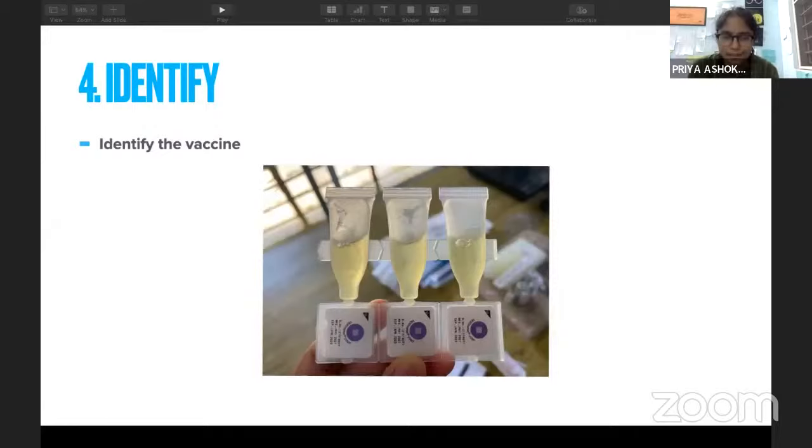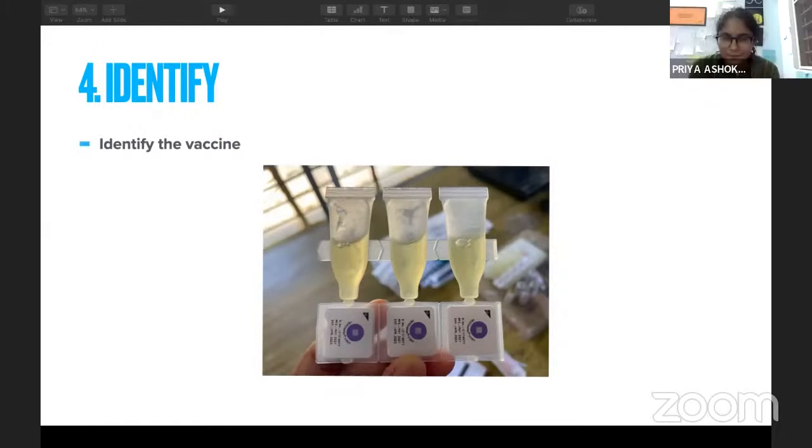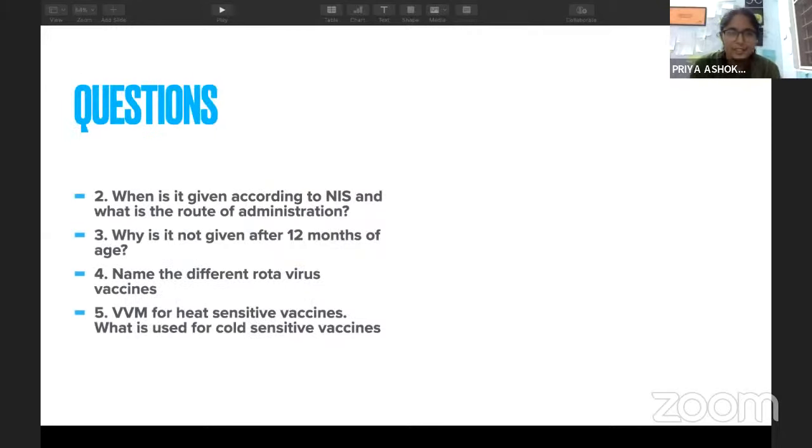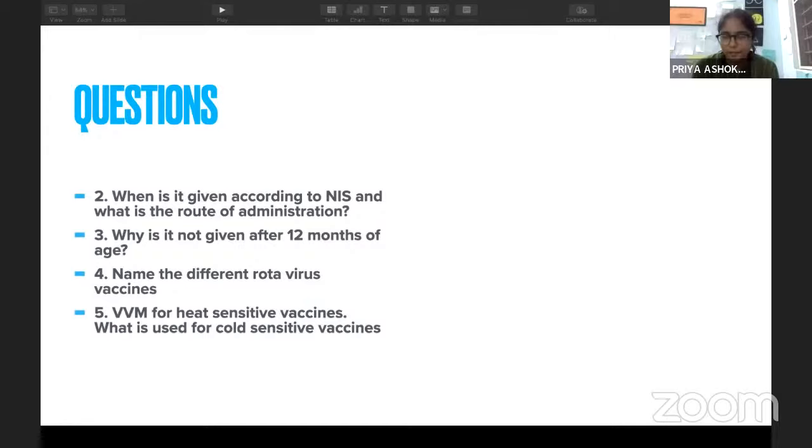What vaccine is this? This is your question. Ma'am, this is the rotavirus vaccine? Right. Okay. So when is it given according to NIS, and what is the route of administration? Ma'am, it is given orally by the oral drops. Yeah. When is the schedule? 6, 10, 14 weeks. Right.